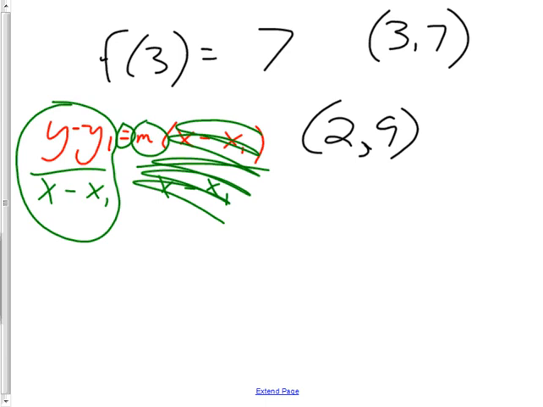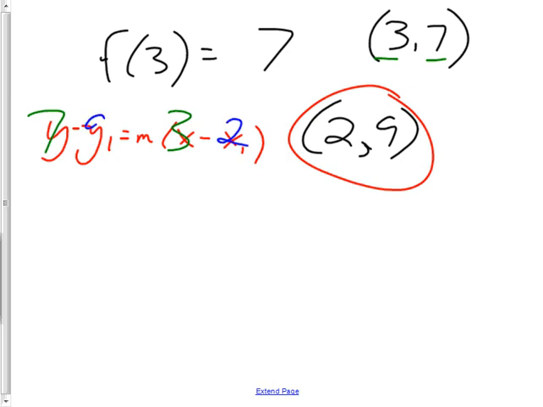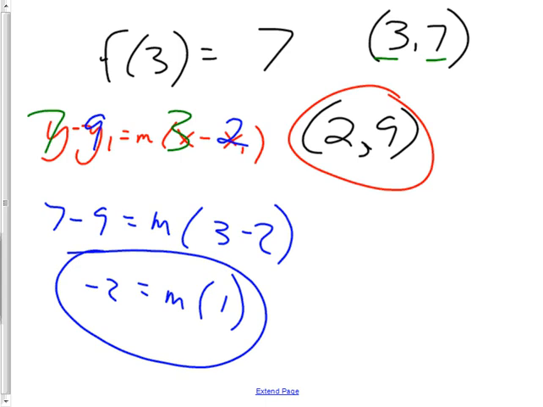See? Y minus y sub 1 over x minus x sub 1. Okay. So my point is just, if you want, you can plug this into your x and y. So this would be 3 for the x and 7 for the y. And then I can take this point over here and plug it in for my x and my y. My x is 2 and my y is 9. And then I'm going to go 7 minus 9 is equal to m times 3 minus 2. And I know what 7 minus 9 is. That's negative 2. M times 3 minus 2 is 1. So m is equal to negative 2. There we go. Got my slope.